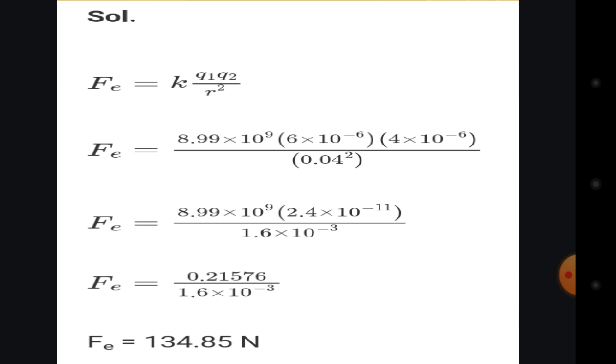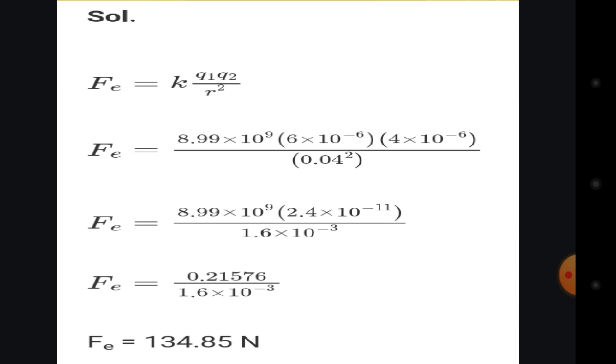Okay, the down one here we have, when we just multiply the value of q, the charges, that is the 6 times 10 to the power of minus 6 times 4 times 10 to the power of minus 6, we will end up having a value of 2.4 times 10 to the power of minus 11. So this is the value that we have for the multiplication of those two charges, and also divided by the r or the d, that is the radius, that is the 0.4, but it's in square.